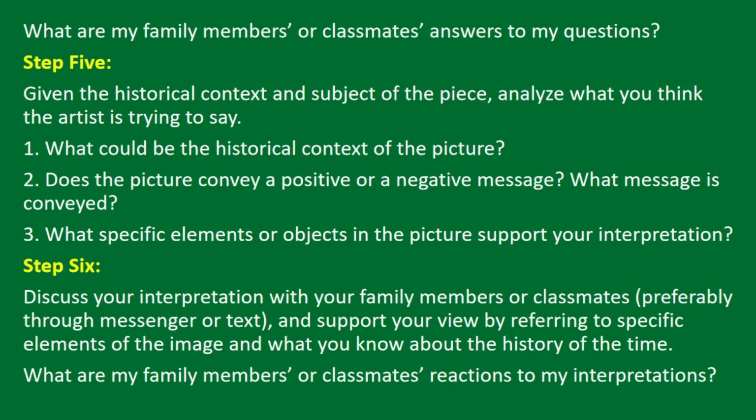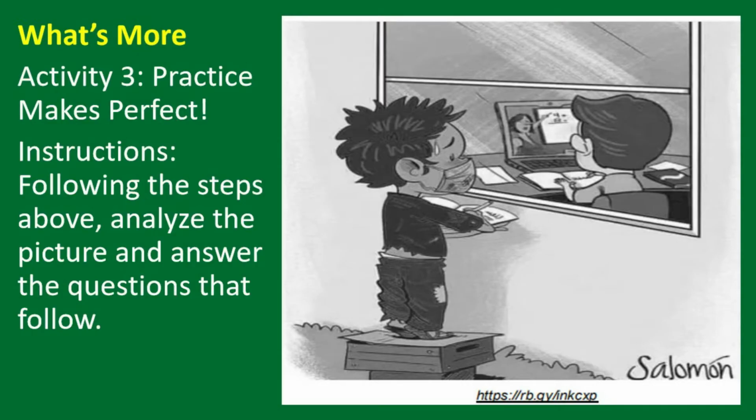Step 6. Discuss your interpretation with your family members or classmates, preferably through messenger or text, and support your view by referring to specific elements of the image and what you know about the history of the time. What are my family members or classmates' reactions to my interpretations? Now let us move on to Activity 3. Practice makes perfect. Instructions. Following the steps above, analyze the picture and answer the questions that follow.